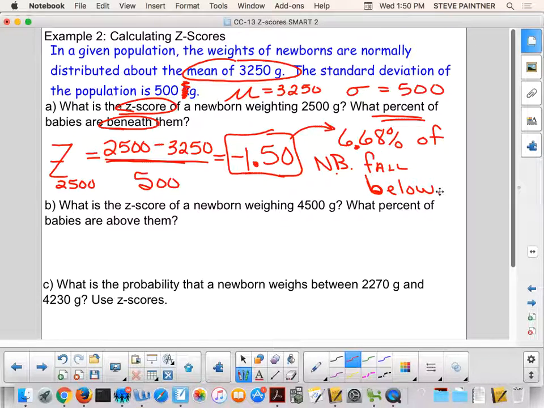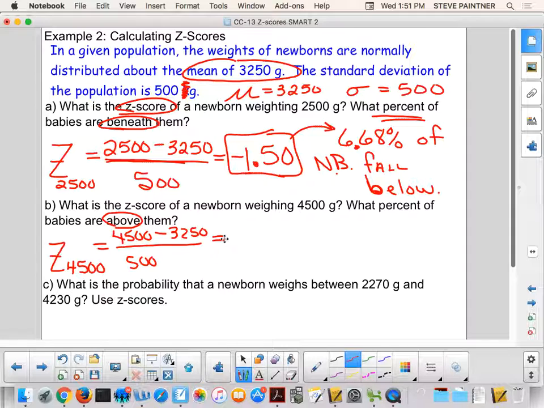Now, when they use the word below or beneath, that table is giving you the answer. When they use the word above, that's the tricky one. Do this one, and notice the word above appears. What's the z-score of a newborn baby weighing 4,500?